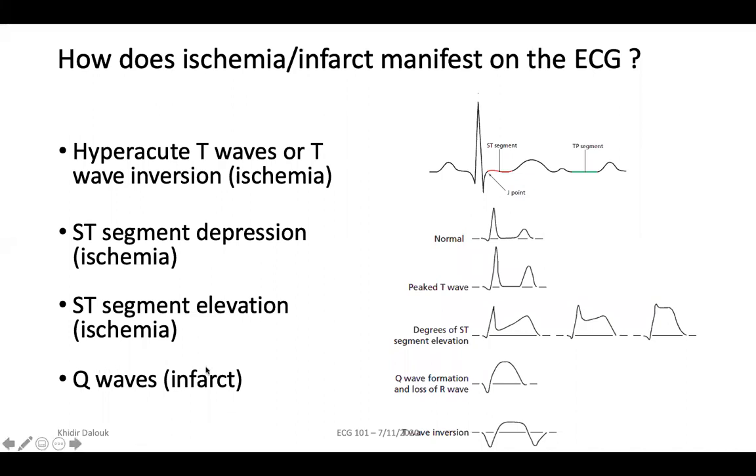For Q waves, these are negative deflections which are more than 1 small box wide and more than 1 box deep in 2 contiguous leads before you can call it a pathological Q wave. Sometimes in certain leads you can see Q waves or a slight negative deflection, depending on where the activation wavefront is going. Sometimes it goes towards the lead and rapidly goes away from it, and that causes that negative deflection. And there is a long differential for Q waves, including, for example, hypertrophic cardiomyopathy and amyloidosis.